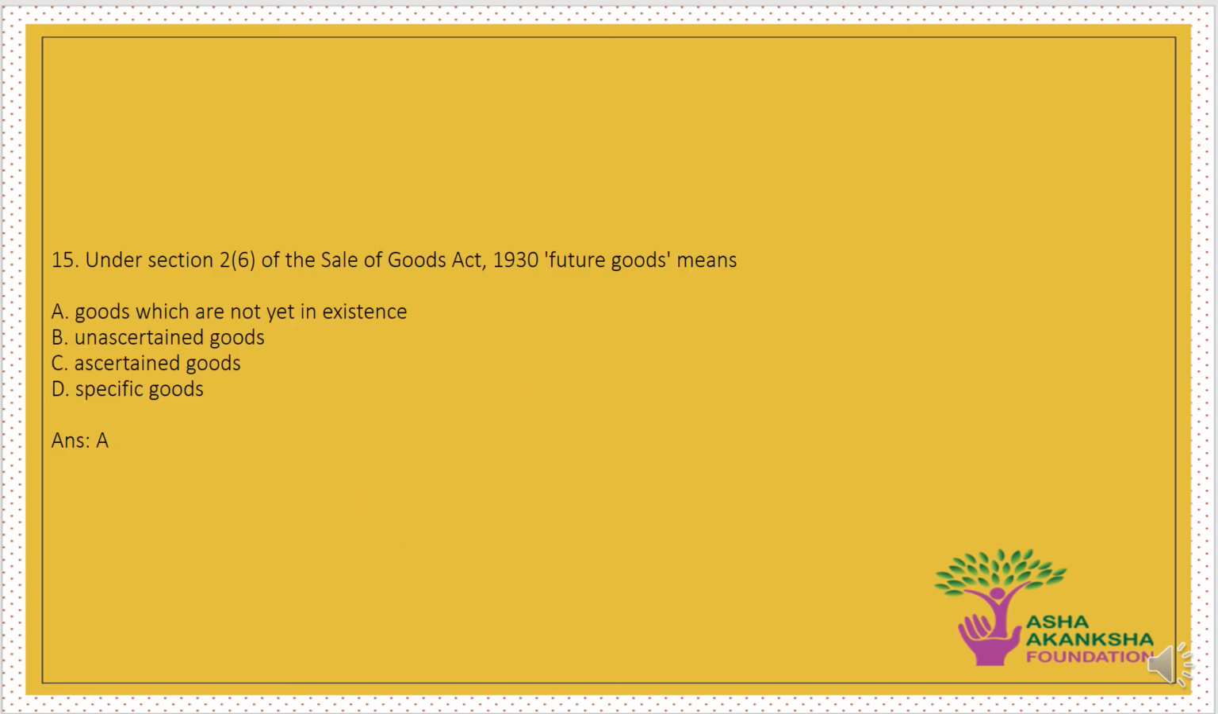The next question is: under Section 2 Clause 6 of the Sale of Goods Act 1930, future goods means which of the following? Options are A. Goods which are not yet in existence, B. Uncertain goods, C. Certain goods, or D. Specific goods. The correct answer to this question is option A, that is, goods which are not yet in existence are known as future goods as per Section 2 Clause 6 of the Sale of Goods Act 1930.